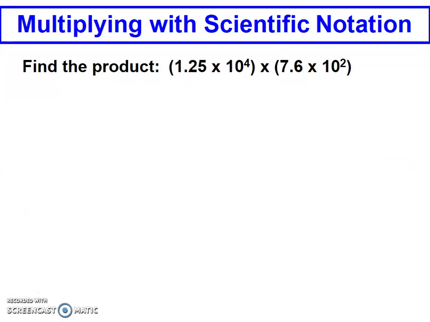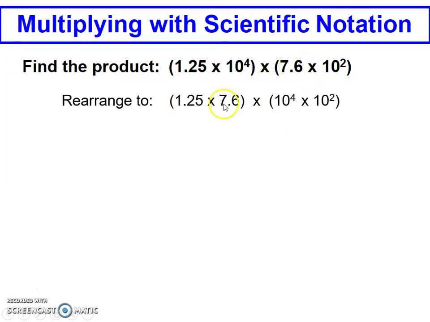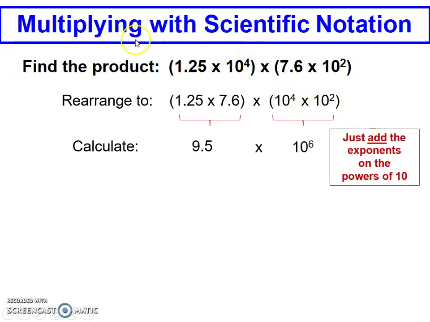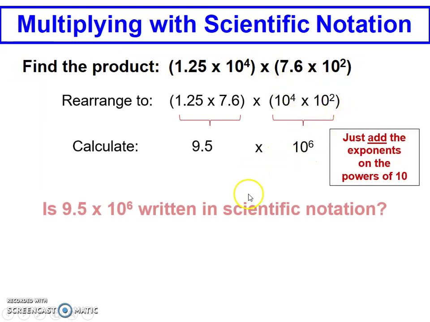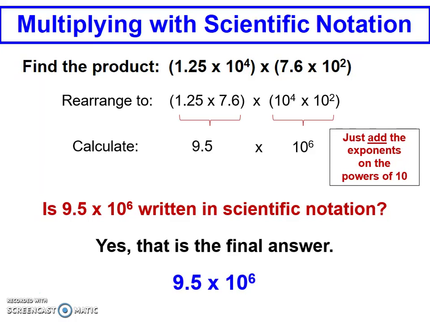All right, let's try another one. So 1.25 times 10 to the fourth times 7.6 times 10 to the second. First we'll rearrange it so that we have the numbers out in front multiplied together, and then our powers of 10 grouped together. So 1.25 times 7.6 on your calculator, that's going to be 9.5. 10 to the fourth times 10 to the second, that's going to be 10 to the 6, because we add the exponents. So 4 powers of 10 and then 2 more make a total of 6. And so then the question is, is this actually in scientific notation? I've got a number between 1 and 10 times a power of 10. So I would say yes, that's my final answer.